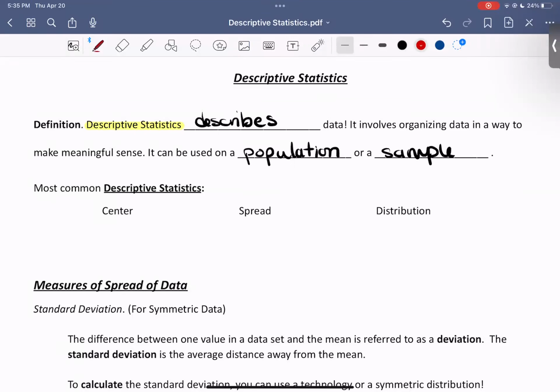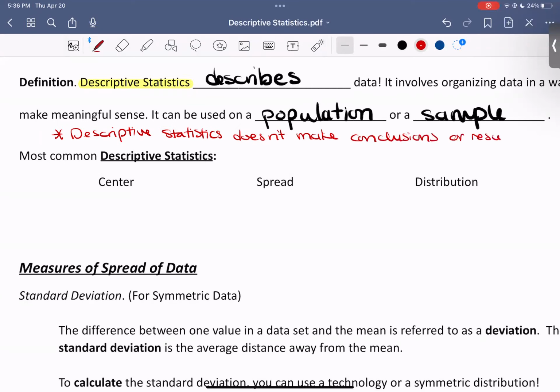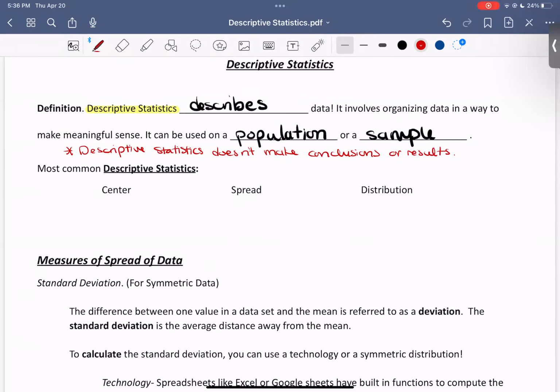One thing to note about descriptive statistics is what it is not. So I'm going to highlight this in red, make a separate note here. Descriptive statistics does not make conclusions or results about a population. It just describes what we see in the data. So we might describe the population or the sample based on our descriptive statistics, and we'll see ways that we describe our data, but we don't make inferences or conclusions about our population from our data.